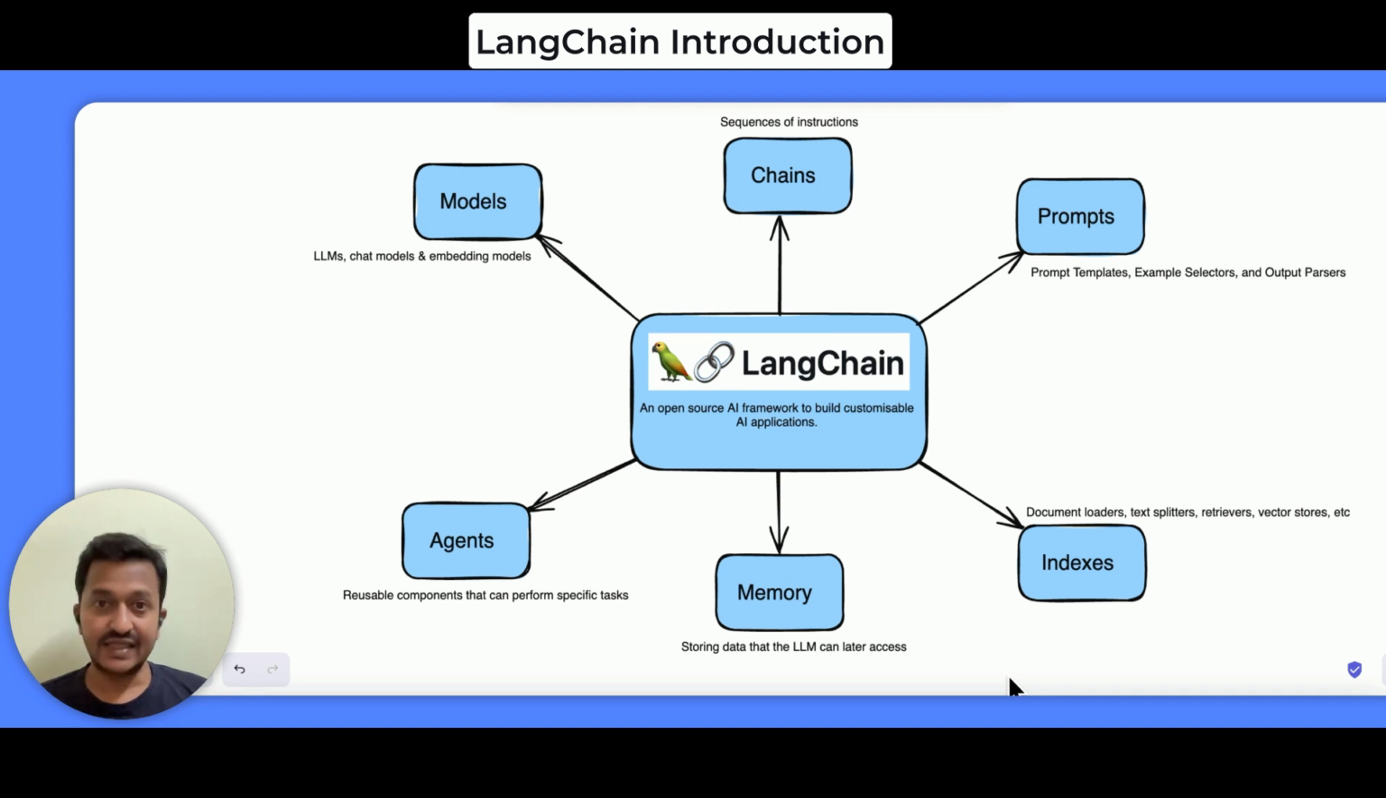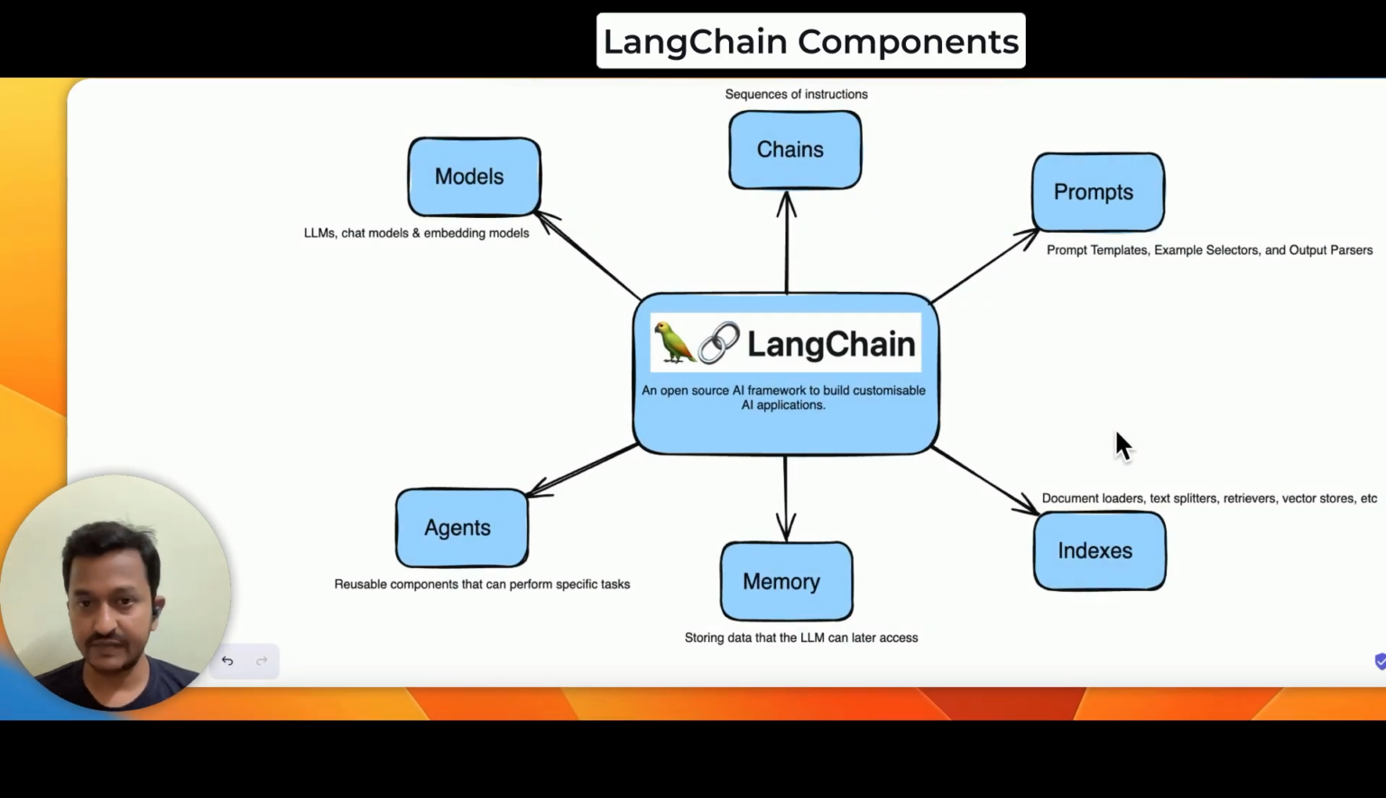LangChain basically has six basic modules: models, chains, prompts, indexes, memory, and agents. As you can see, it can use all of these modules to build an autonomous AI application or an autonomous AI agent. I said LangChain has six basic modules, and they are models, chains, prompts, indexes, memory, and agents. Let's see one by one what they actually mean.